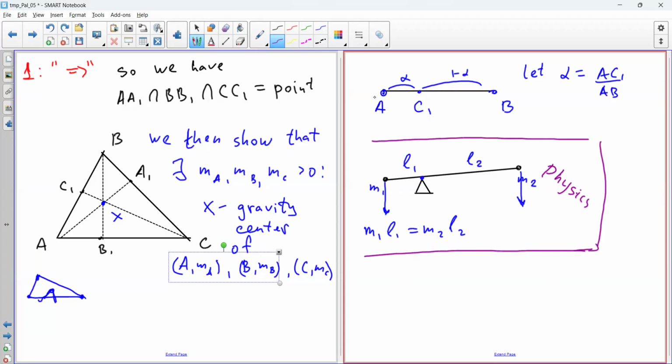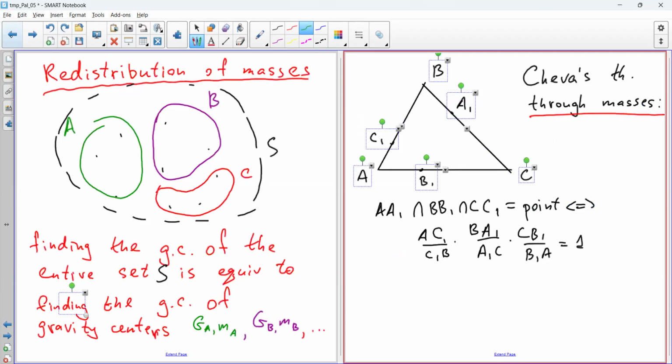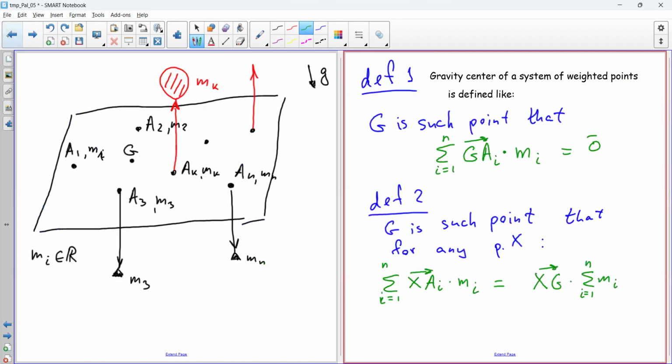So here I would try the same. I would try applying mass MA. I would take MA equal to 1 minus alpha, and MB I would take alpha. And then I check by definition, right? By this definition, the point which is gravity center should satisfy this equation.